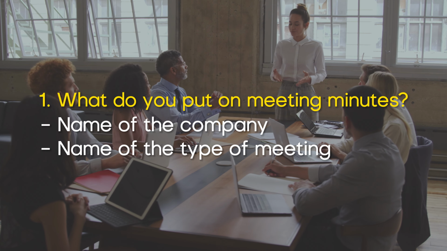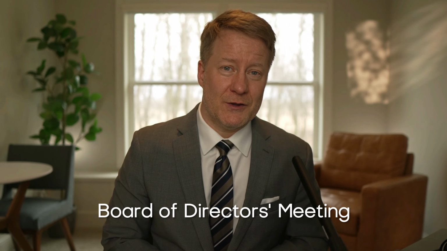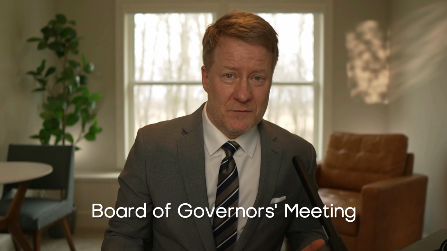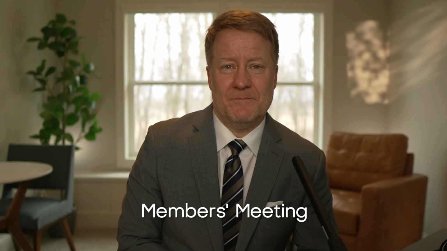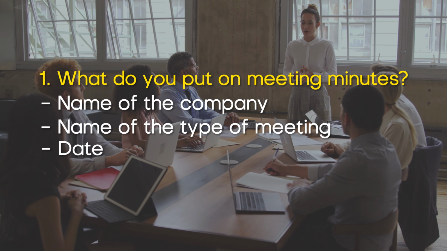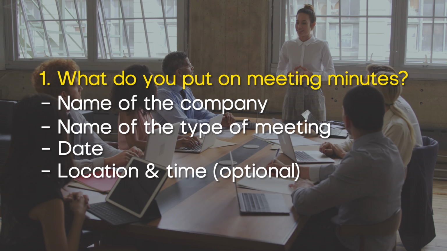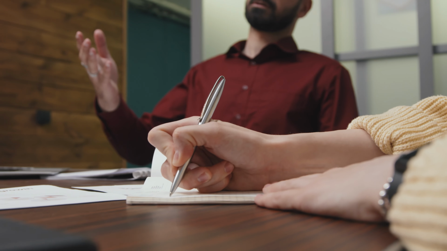So for example, that might be shareholders meeting in a corporation, or board of directors meeting for a corporation, or board of governors meeting for an LLC. It also might be the members meeting for an LLC. Whatever kind of meeting it is, just put that on the top. So you've got the company name, the type of meeting it is, the date, ideally the location, and the time, but those are optional. And then you just say, what did we do in the meeting?